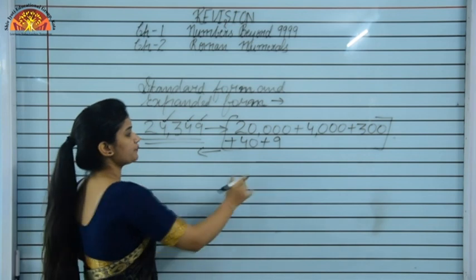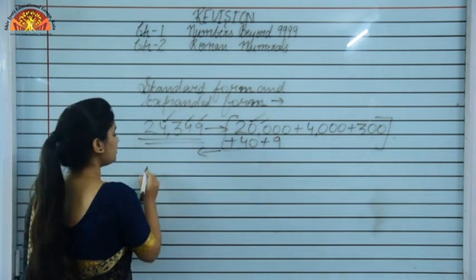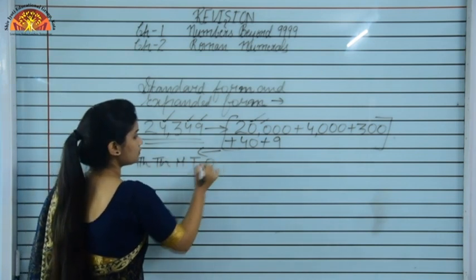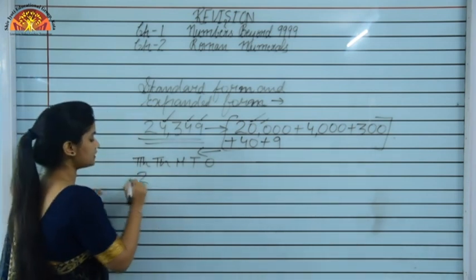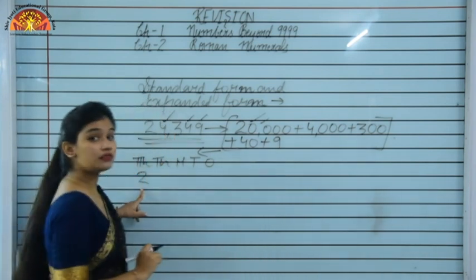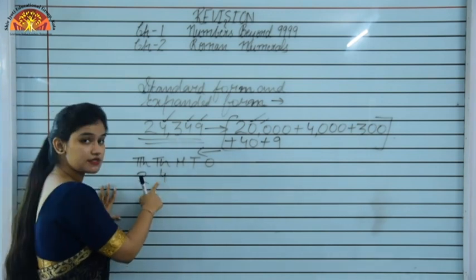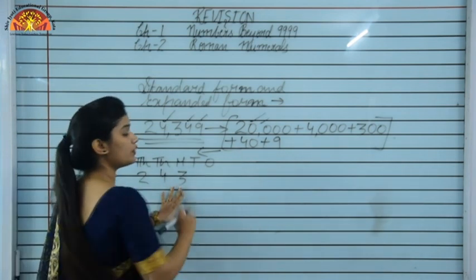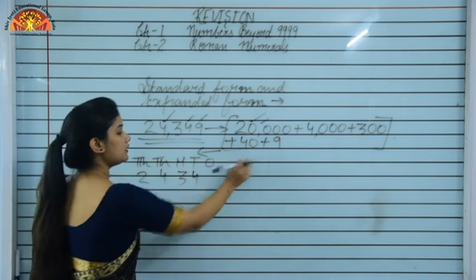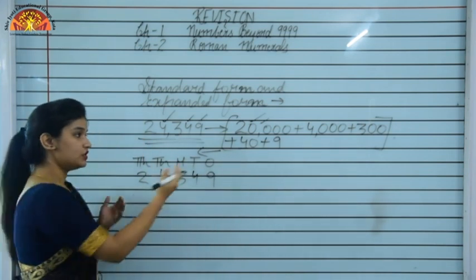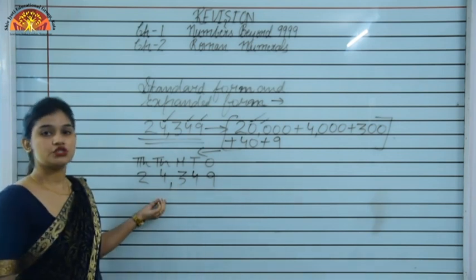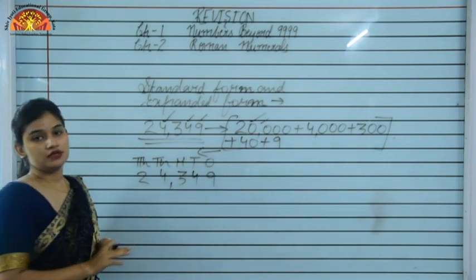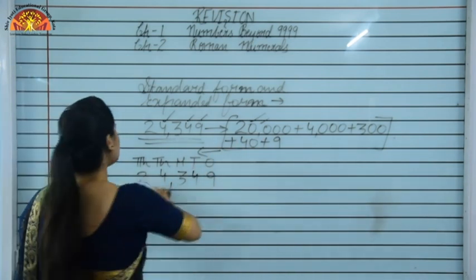How will we convert this? First of all 2 is coming at ten thousands place, thousands, hundreds, tens, ones. 2 is coming at ten thousands place, so I have written 2. 4 is coming at thousands place, so on thousands place I have written 4. Now 3 is coming at hundreds place, so I have written 3 here. 4 is coming at tens place, so 4, and 9 is coming on ones place, so I have written 9. So again I have converted to short form. So in this way you can convert expanded form to short form and short form to expanded form. Understood, students? Now we'll see the next topic.